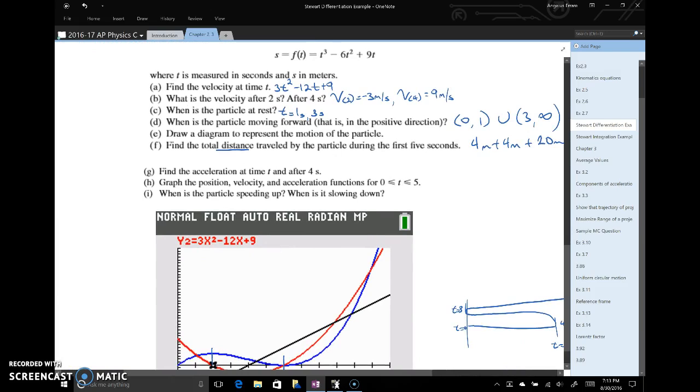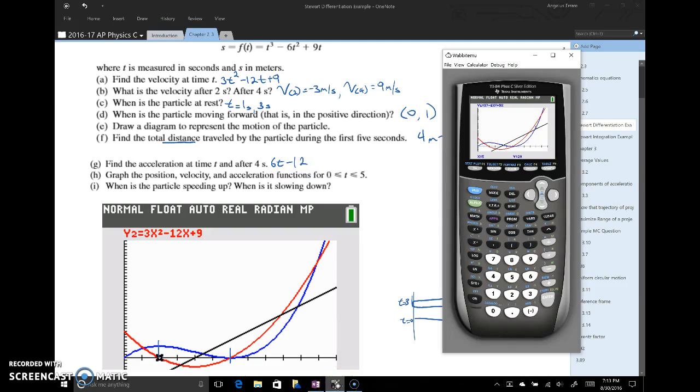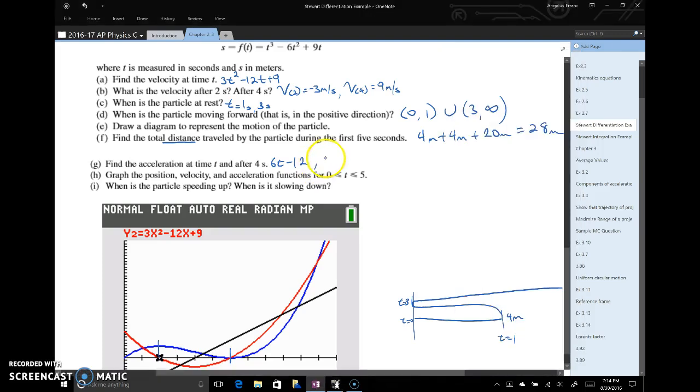Now we find the acceleration with respect to time. We did that already. That was 6t minus 12. And then if we wanted to find the acceleration at a specific value, we could do y3, since I already entered the acceleration into y3. And we can find that at 4 seconds, and that comes out to 12 meters per second squared.